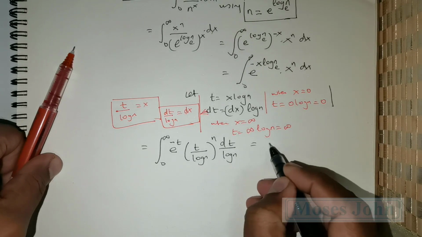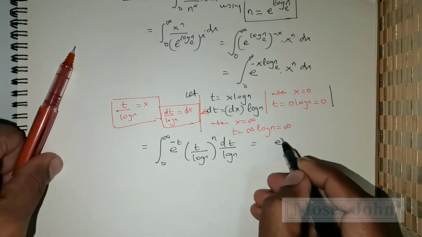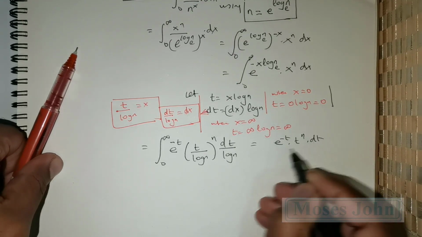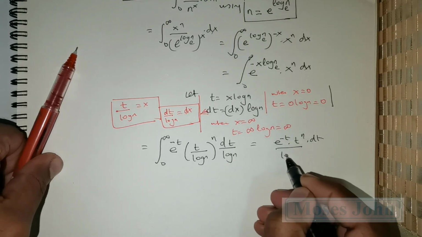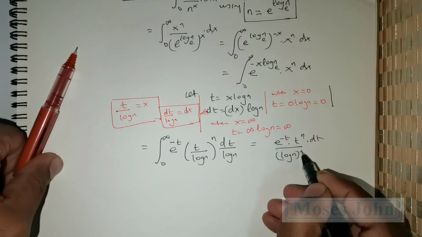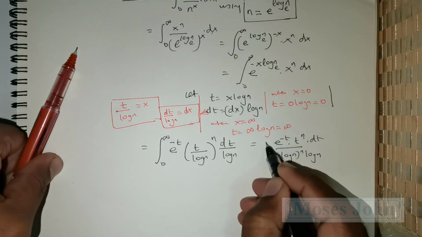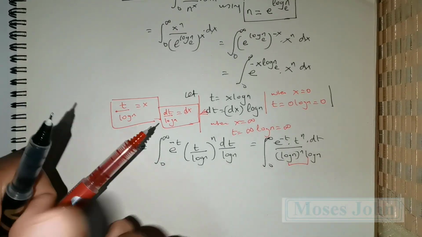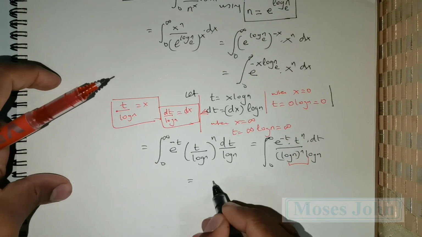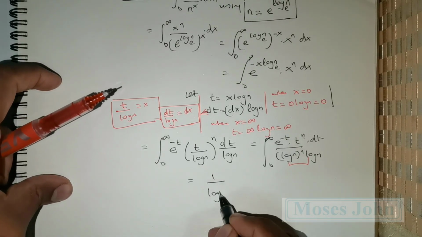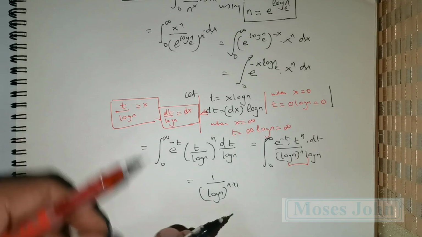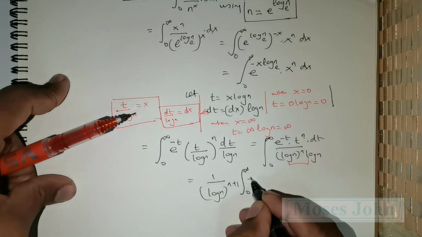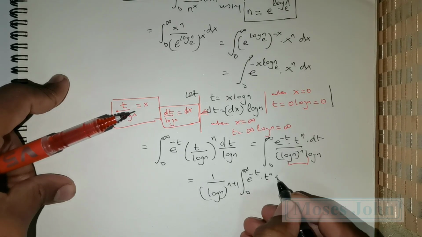I can rewrite this as e raised to the power negative t times t to the power n times dt, divided by log n raised to the power n times log n, integral 0 to infinity. Now these two things can be multiplied, and that would give me 1 divided by log n raised to the power n plus 1. Of course the limits are 0 to infinity, and e power minus t times t power n dt.